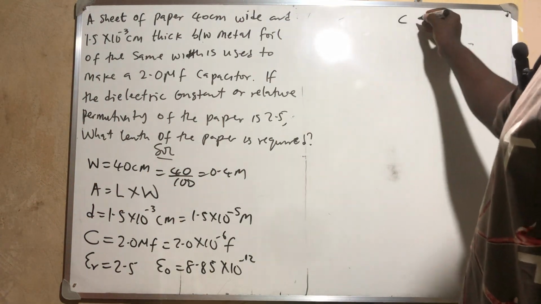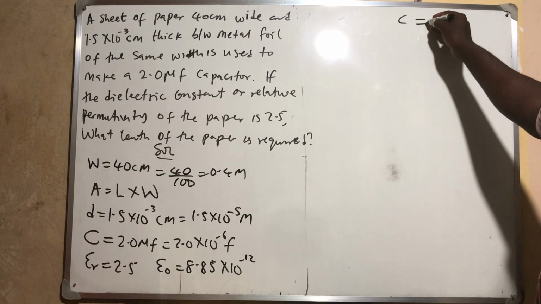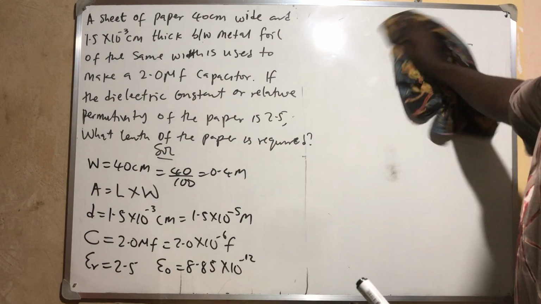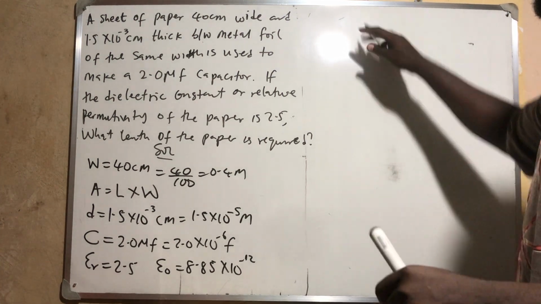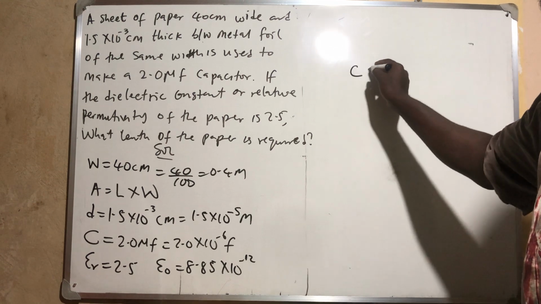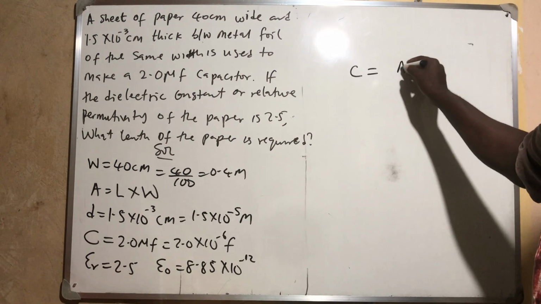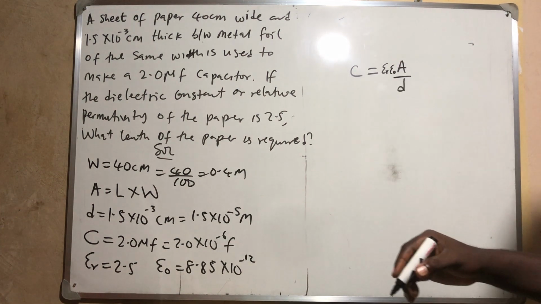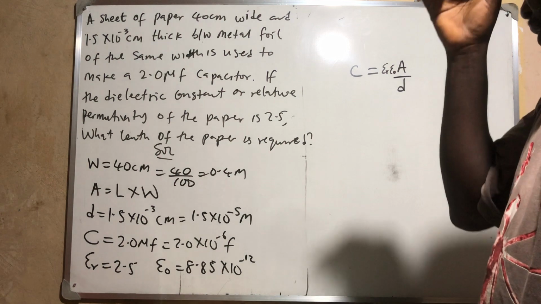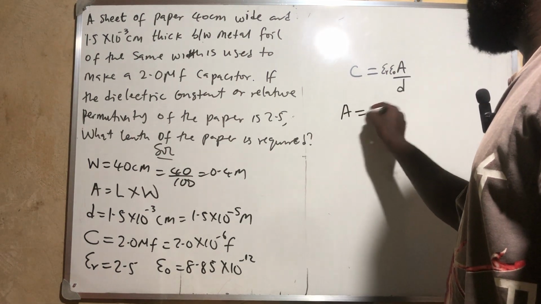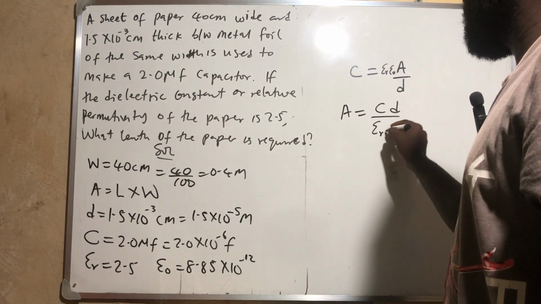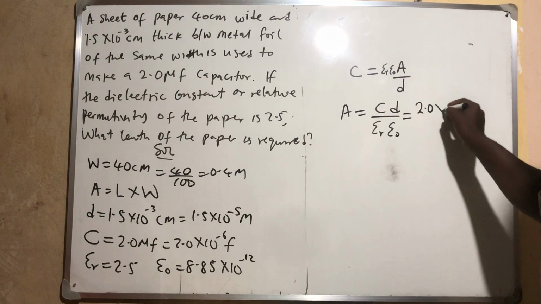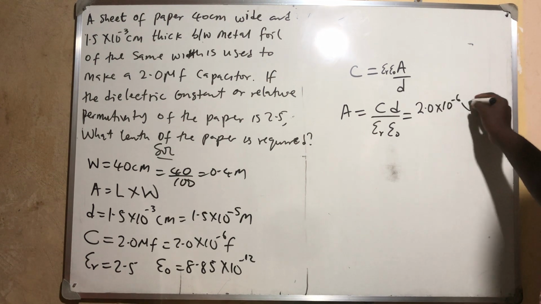my capacitance c is directly proportional to what? So let me write here. My capacitance c is directly proportional to area but inversely proportional to the distance, where I have my e naught as the constant. So I'm having put everybody there. I need the area, so my area will now be what? CD all over e naught. So which is what? My c is 2.0 times 10 raised power minus 6 times the distance.